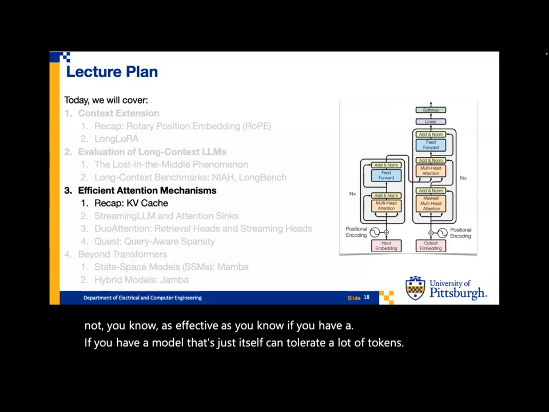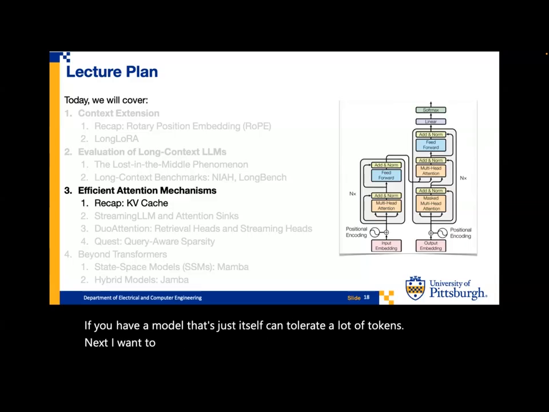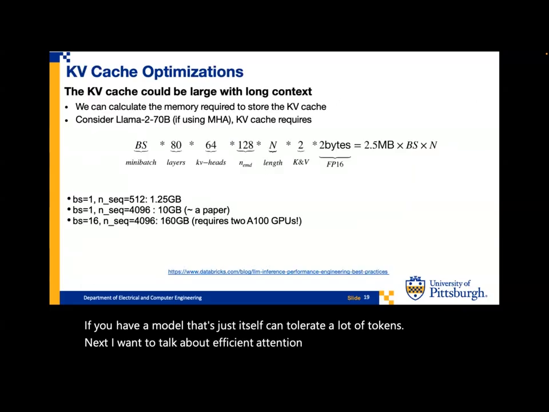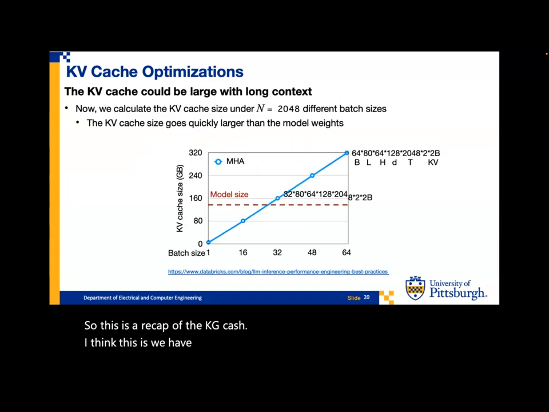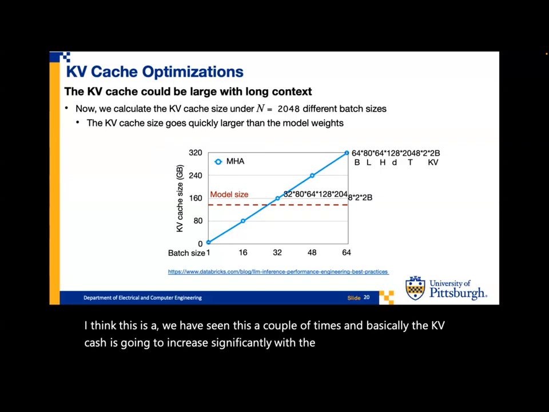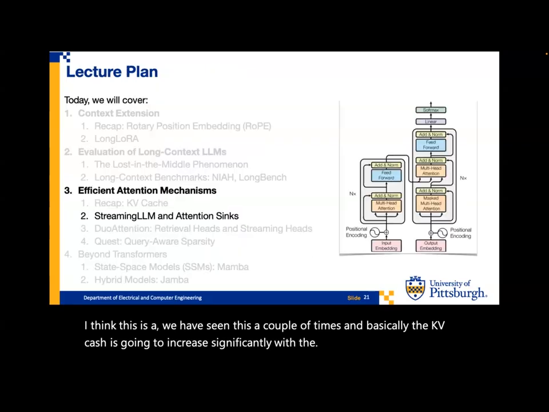Next, I want to talk about efficient attention mechanisms. So this is a recap of the KV cache. I think we have seen this a couple of times, and basically the KV cache is going to increase significantly with the batch size.